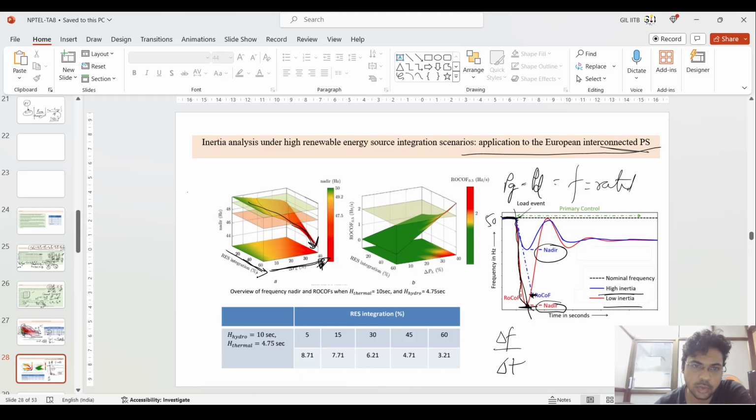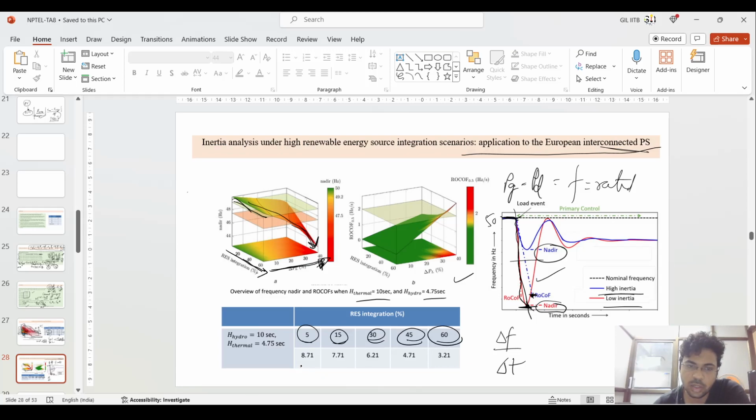Same with this RE penetration. If you see from 20 to 40, then 60% RE penetration, the frequency drop is happening. The frequency nadir is affected. So this is the situation with RoCoF also, the rate of change of frequency, for thermal and hydro-based power plants. The same concept is there. The high inertia system has a higher nadir, and the rate of change of frequency is also lower.